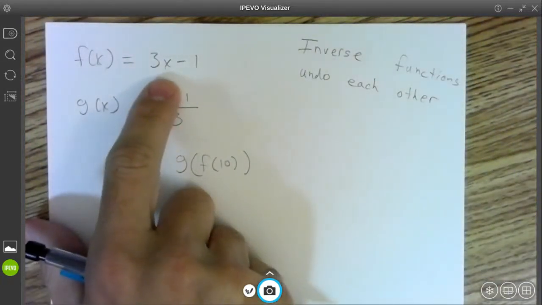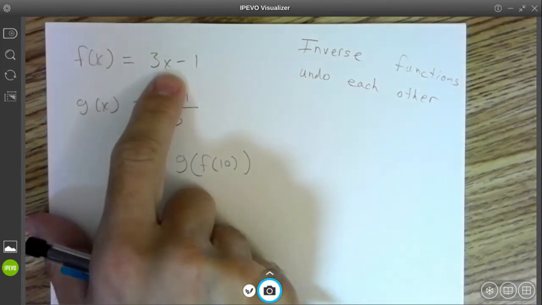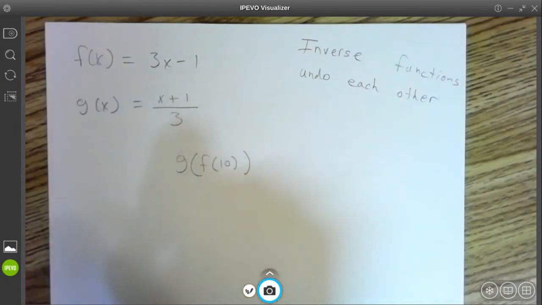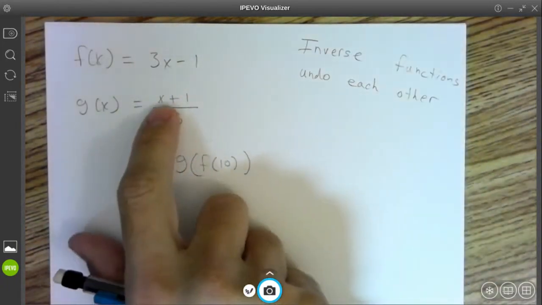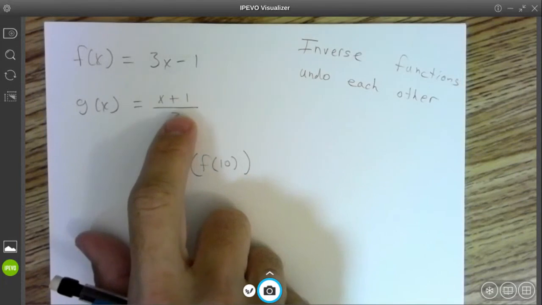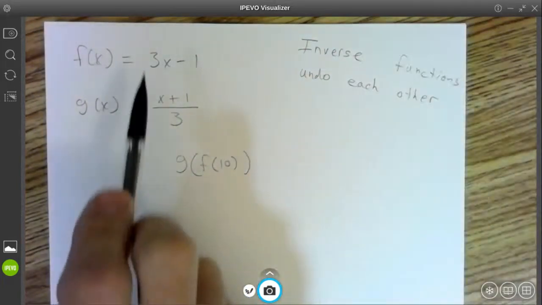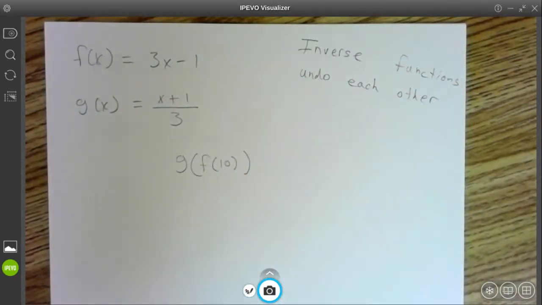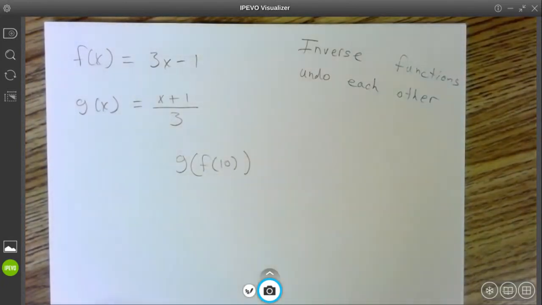So f of x is my original function. The x is being multiplied by 3 and then subtracted by 1. And in the g of x function, x is being added by 1 and then divided by 3. So it's these same two operations up here, but it's the inverses of them, and they're happening in reverse order. That should give you a feel for what inverse functions look like. They're just inverse operations, sort of.